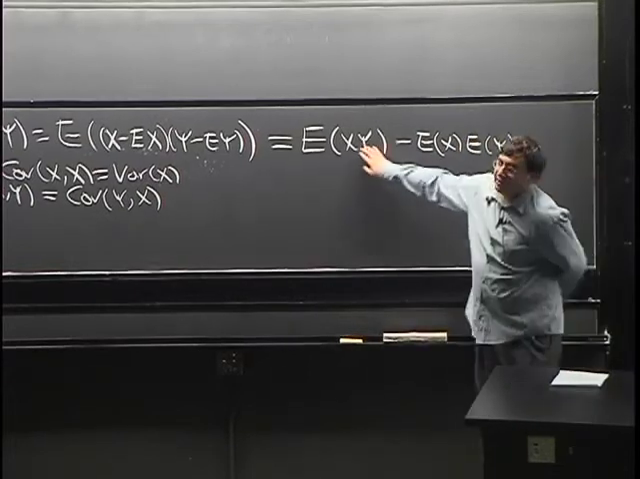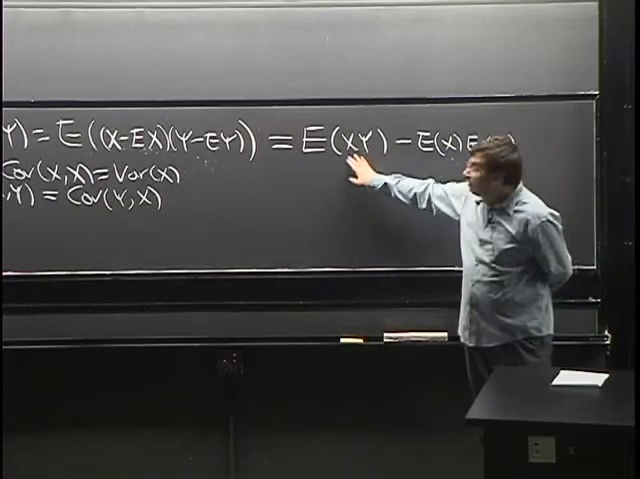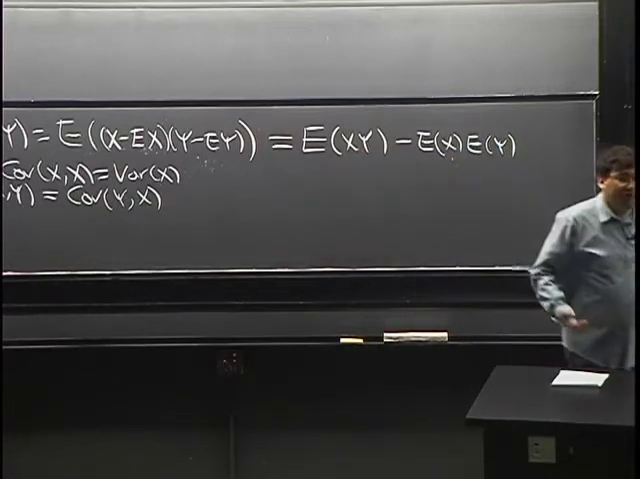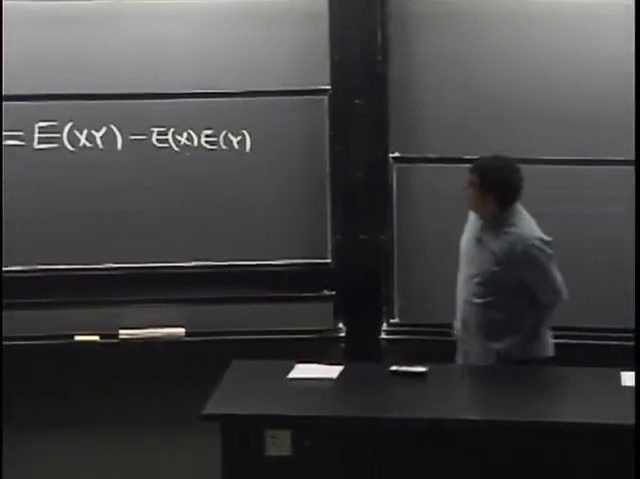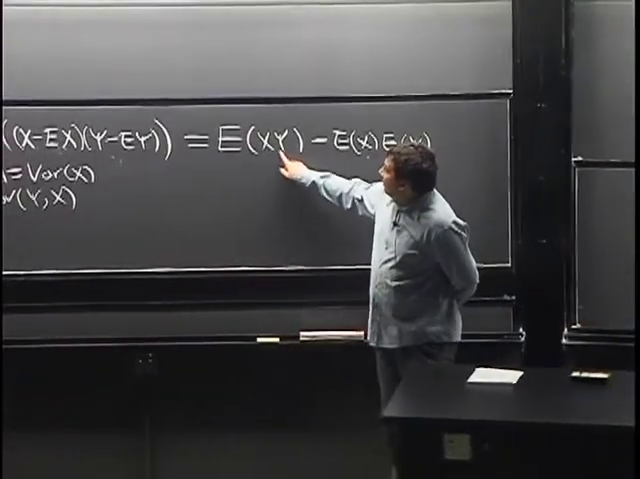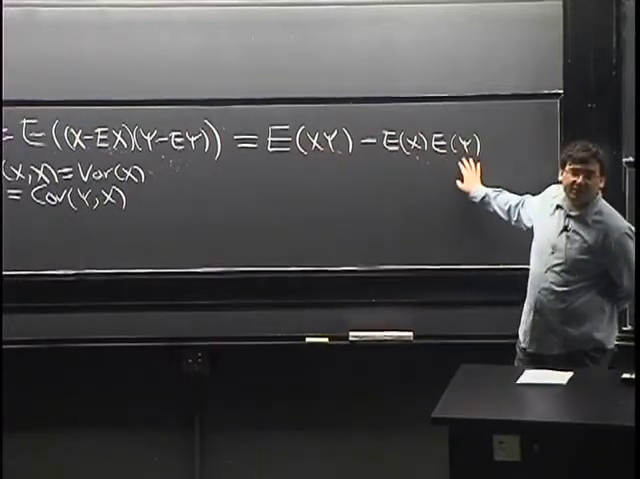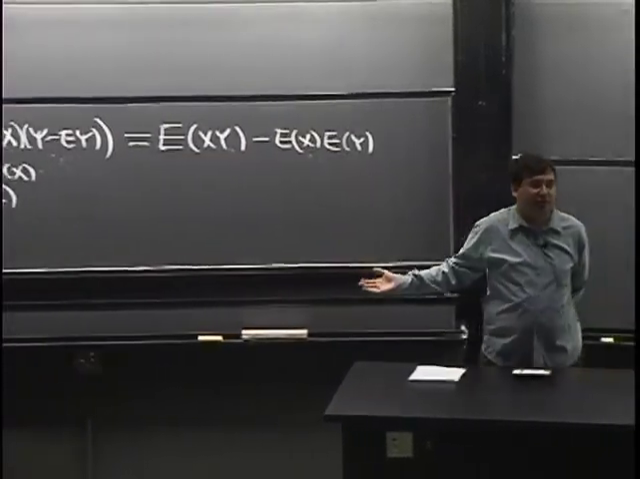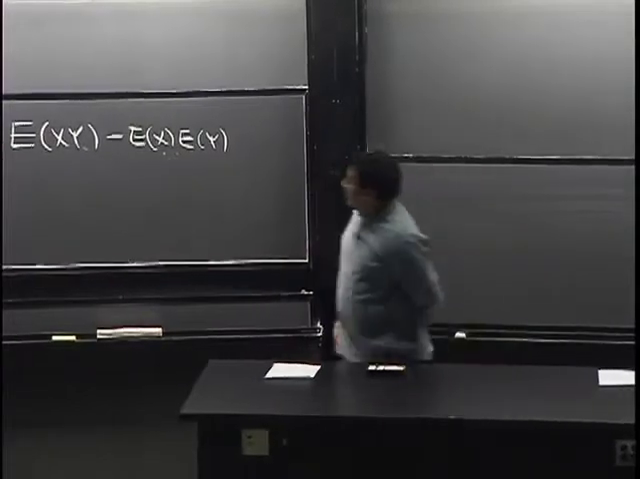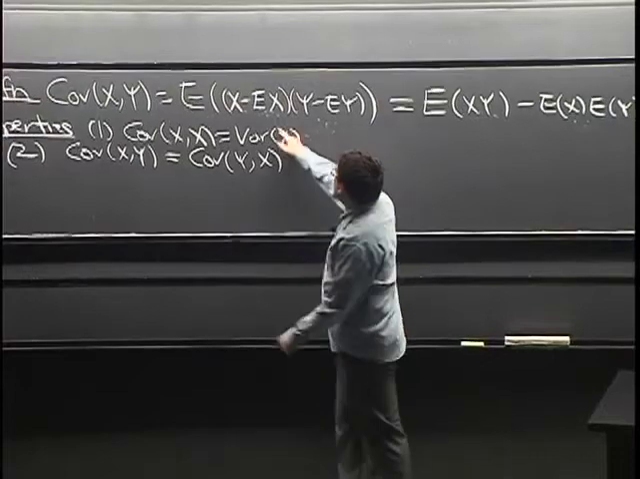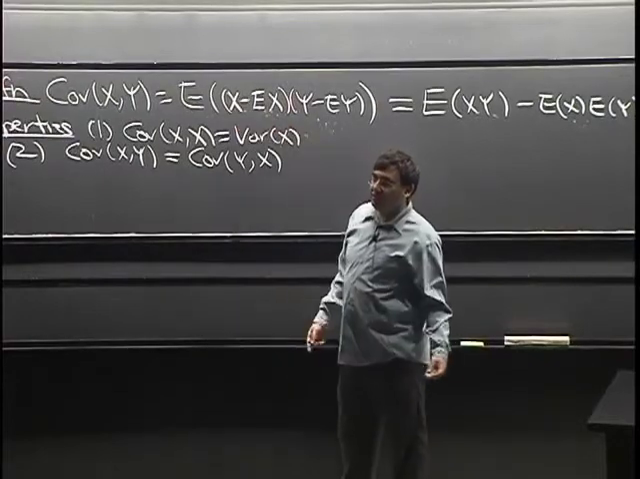So in general, these two things are not equal. We proved that they are equal if x and y are independent, but in general, they're not equal. Notice that if we let x equal y, like in property 1 here, that's just E of X squared minus E of X, quantity squared. So that is just a version of that formula. And the proof of this is just to multiply this out and use linearity.